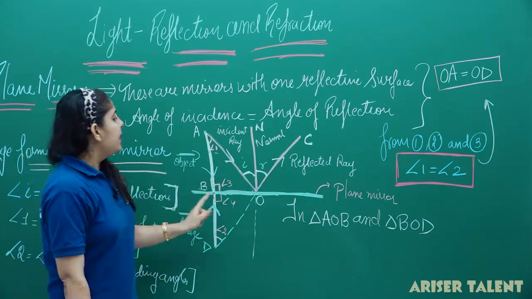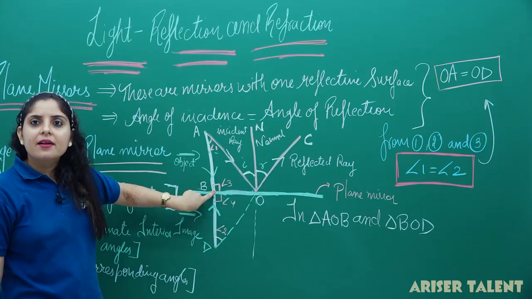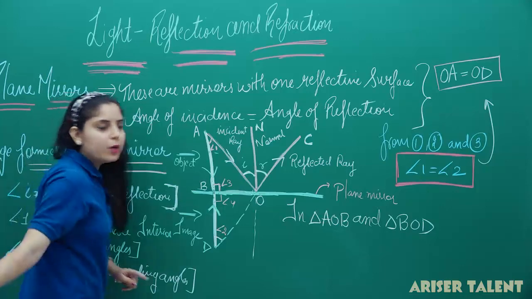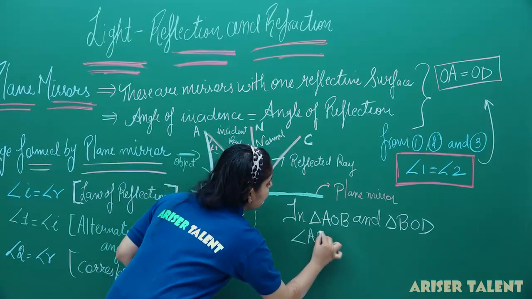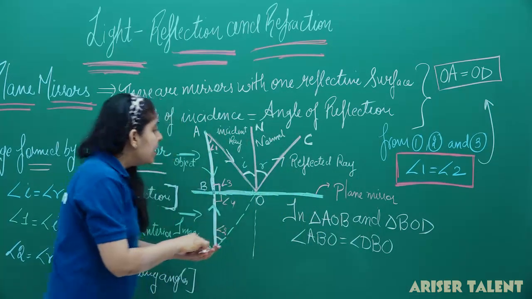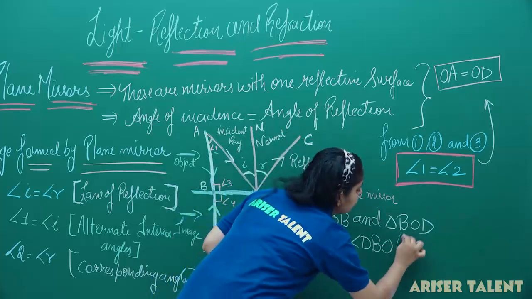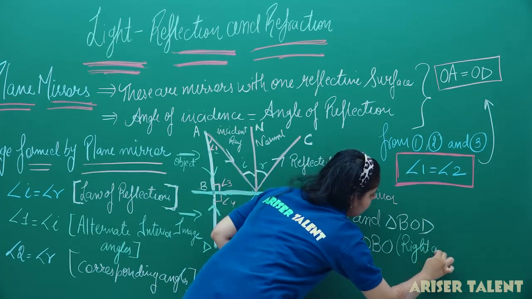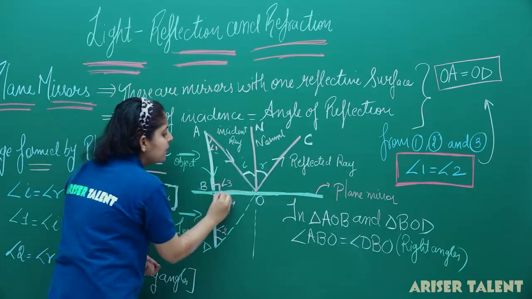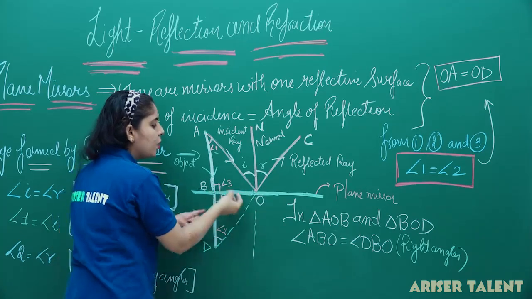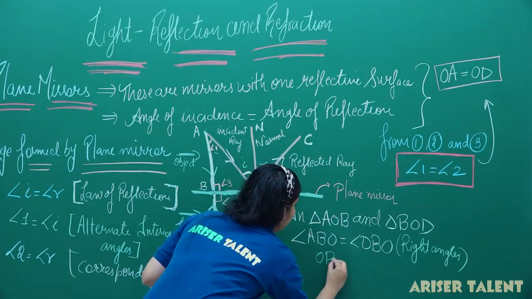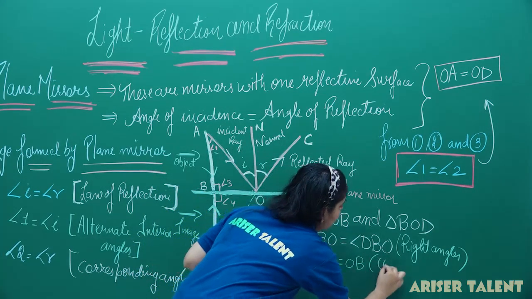Now if I write here that this is my right angle, I can say that angle ABO will be equal to angle DBO. So the first point I am writing here is angle ABO equal to angle DBO, and the conclusion is that we have right angles here. Now you can see that this part is common among them. So I can write OB equal to OB, and it is our common base.